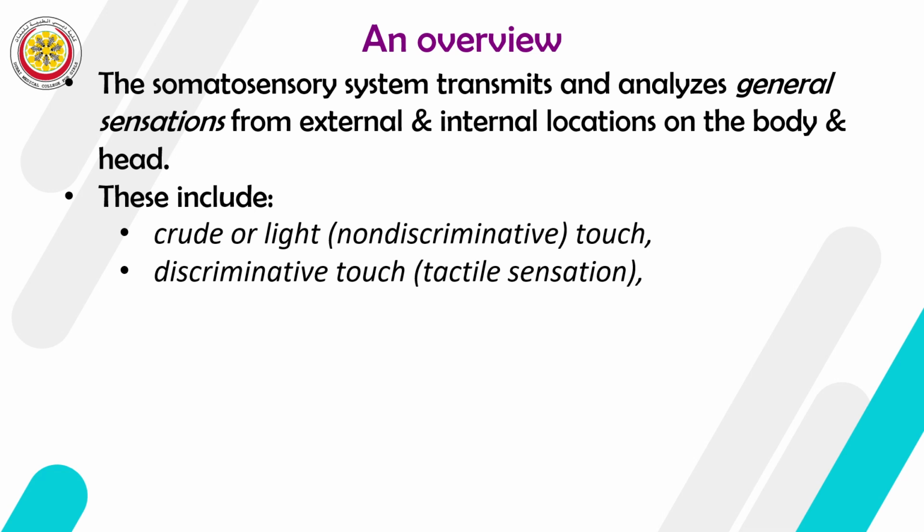So, what is discriminative touch? When you examine a patient and you would like to know whether there is a problem in discriminative touch, you give them an object. There is 2-point discrimination. Are these 2 points or 1 point and so on? So, what is this related to? Is it related to the receptors, to the pathway, or to the cortical function?